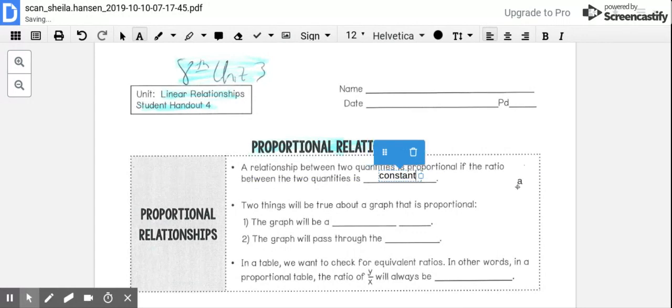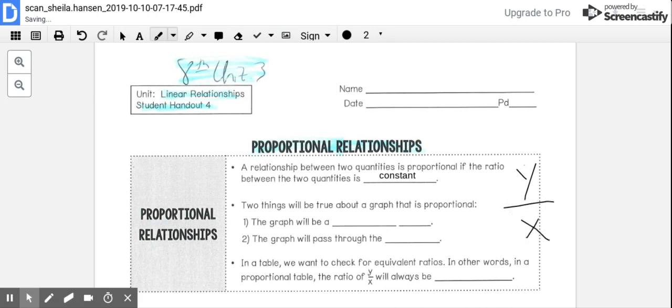So if you remember, like last year, we did define if it was constant or not. On a table, we would do the y divided by the x. And if every time the y divided by the x was the same, then it was proportional because it had the same constant. And then we had graphs, and two things on a graph, if it's proportional, the graph will be a straight line. And then the graph will pass through the origin.